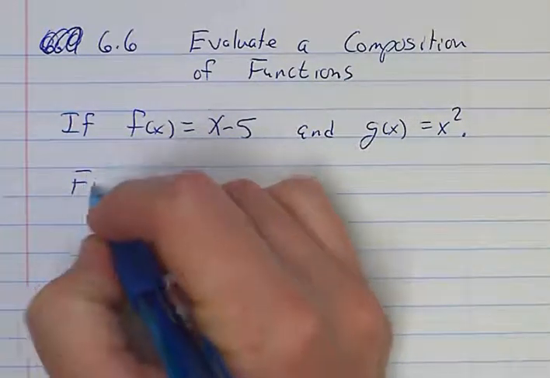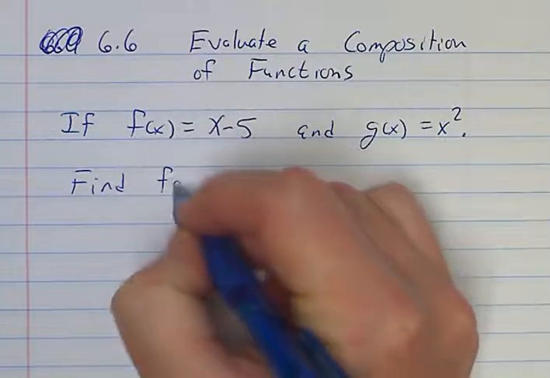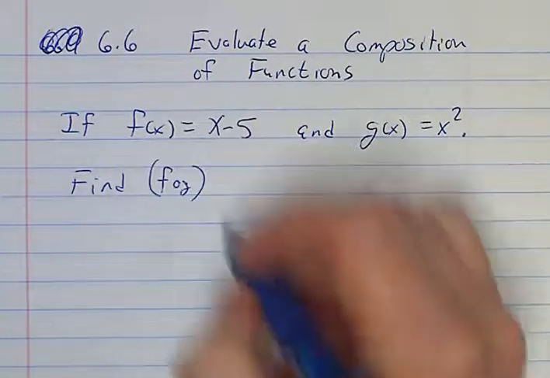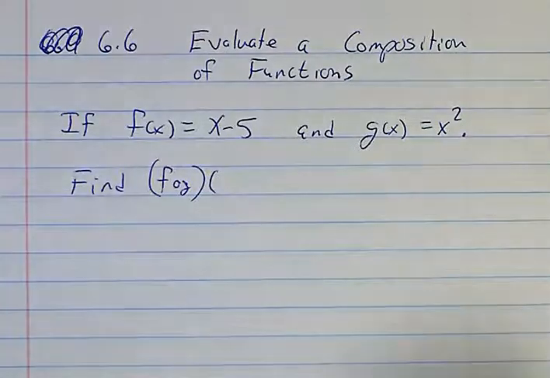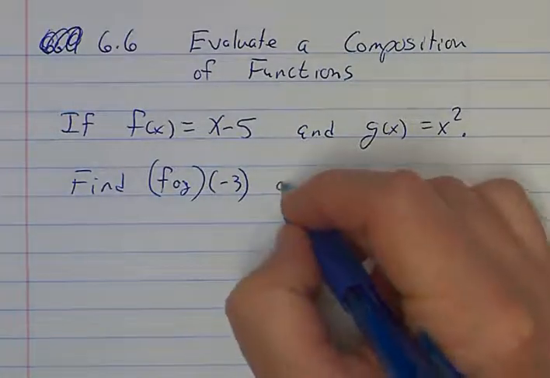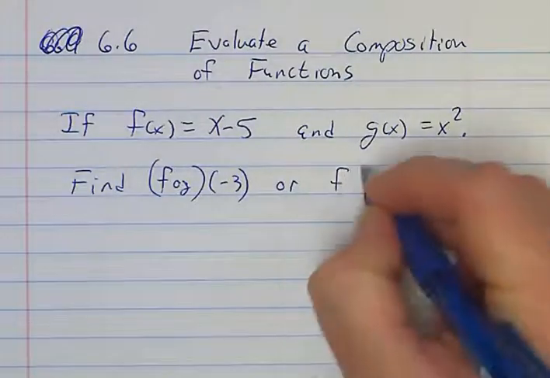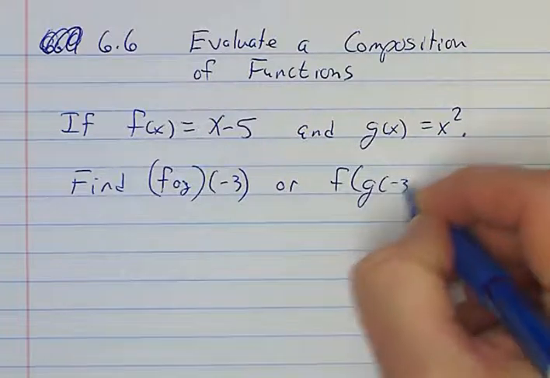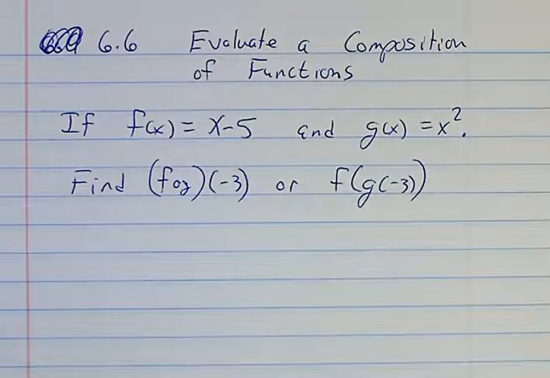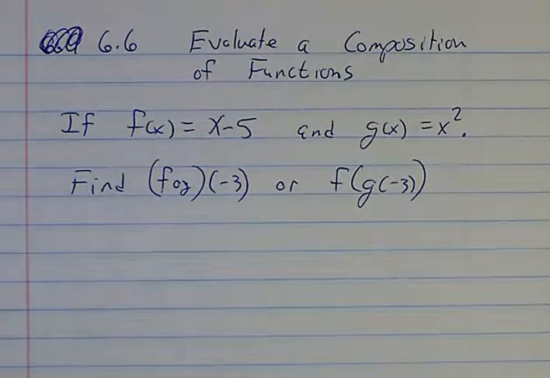They may ask you to find f of g, but instead of just finding x, they're going to give you a number, -3. Or also at the same time, they may do something like this where you've got a double set of parentheses. And basically it comes down to this.